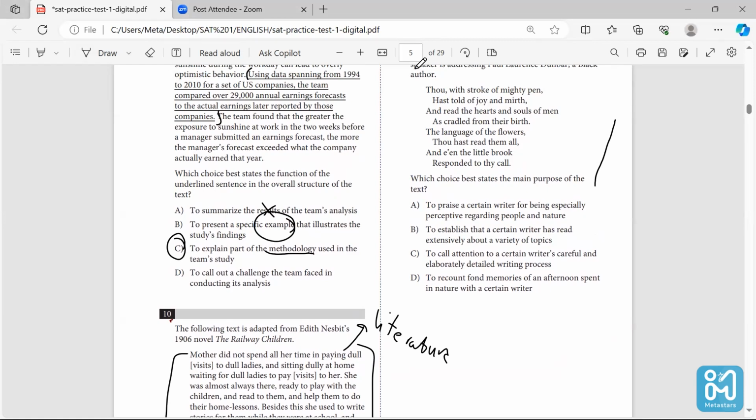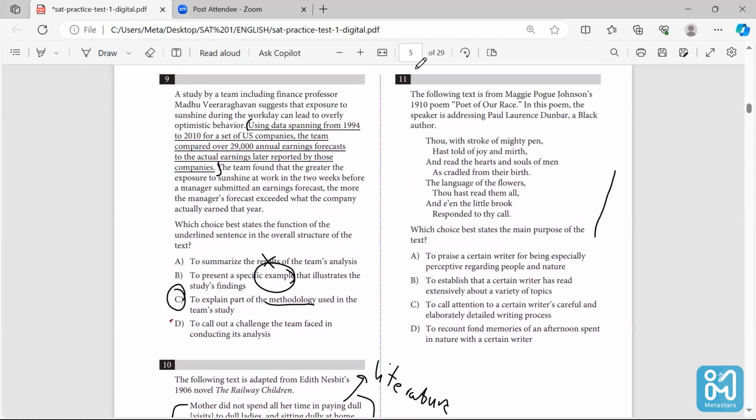Okay, now, basically, guys, look at that. It says, Poet of our Race. In this poem, the speaker is addressing a black author. So they ask you what states the main purpose of that. This is similar to the one underlined. The purpose of this paragraph would be this way. I need somebody, guys, to answer my question here. Why would we choose this right answer? Choose the right answer and explain to me why.